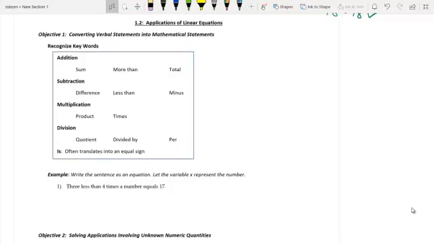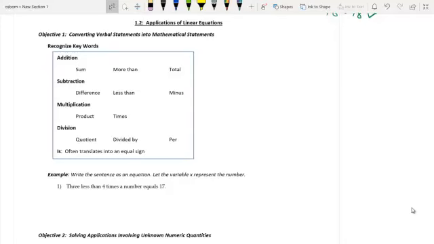Applications of linear equations. All right, so the first thing you want to do when you're working on applications of linear equations is making sure that you recognize some keywords. So here I've gone ahead and made a table for you of some keywords to look for.